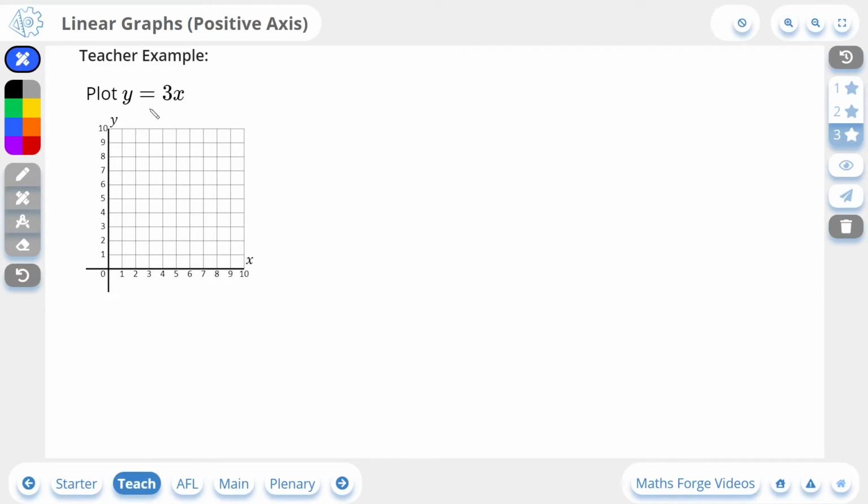Here we're being asked to plot y is equal to 3x. And don't forget 3x is 3 times x. So just as we did in the previous example, I'm going to make a table for x and y. And I'm going to allow 3 spaces for 3 values. So we're going to have x and y, space 1, space 2, space 3. And now if we select our values for x, I'm going to pick 0, 1, and 2.